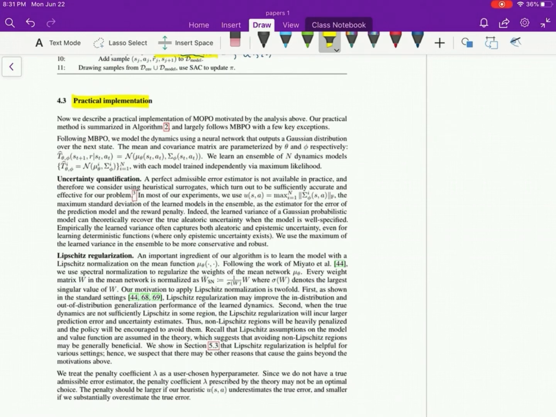So now yeah, as I said, U of SA is being used, I mean the Frobenius norm technique is being used for U of SA, and Lipschitz regularization. I think this one comes from Yao et al. The weights are normalized. Yeah, first, as shown in the standard setting, it may improve in-distribution and out-of-distribution generalization.